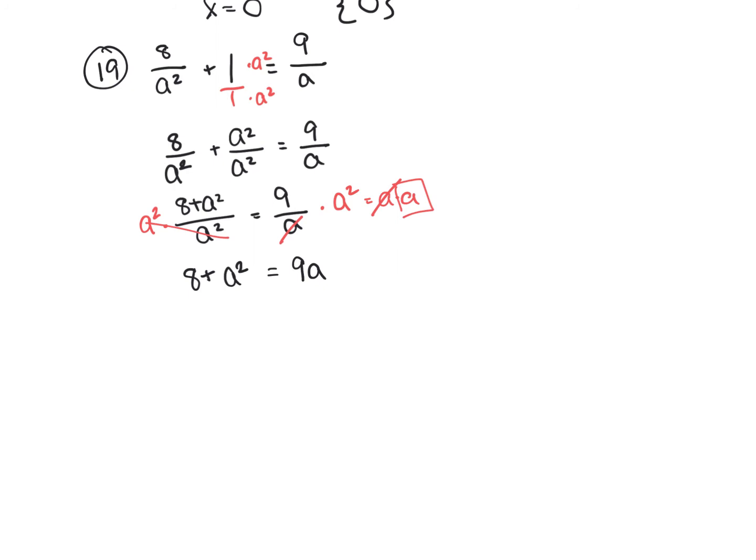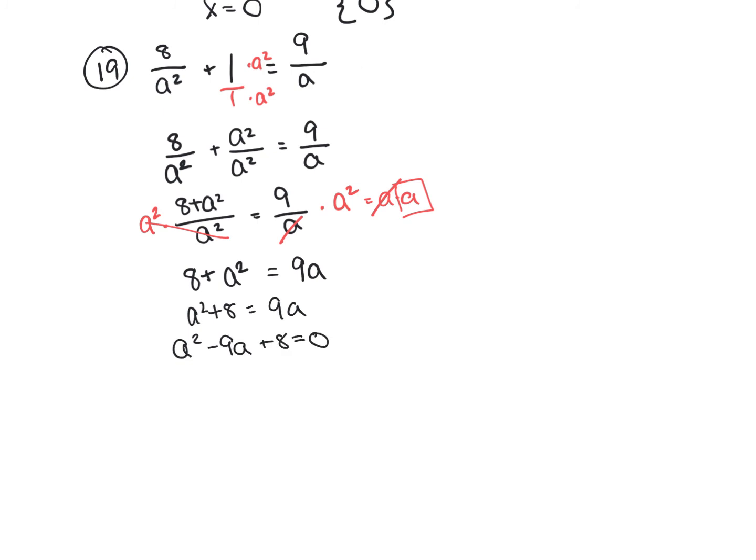From here, I go, you know what? I have something with a squared, something with just a variable, and something with a constant. I'm probably going to have to factor. So I'm going to move everything over to my right side, from my left side. But first, I'm going to just switch my a squared plus 8, because I'm kind of used to that. I'm going to subtract 9a on both sides. Get a squared minus 9a plus 8 is equal to 0.